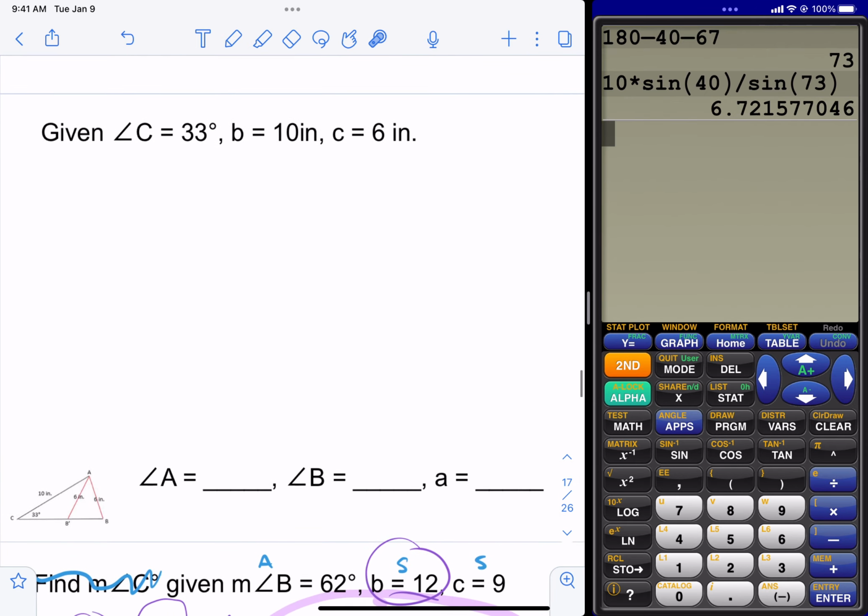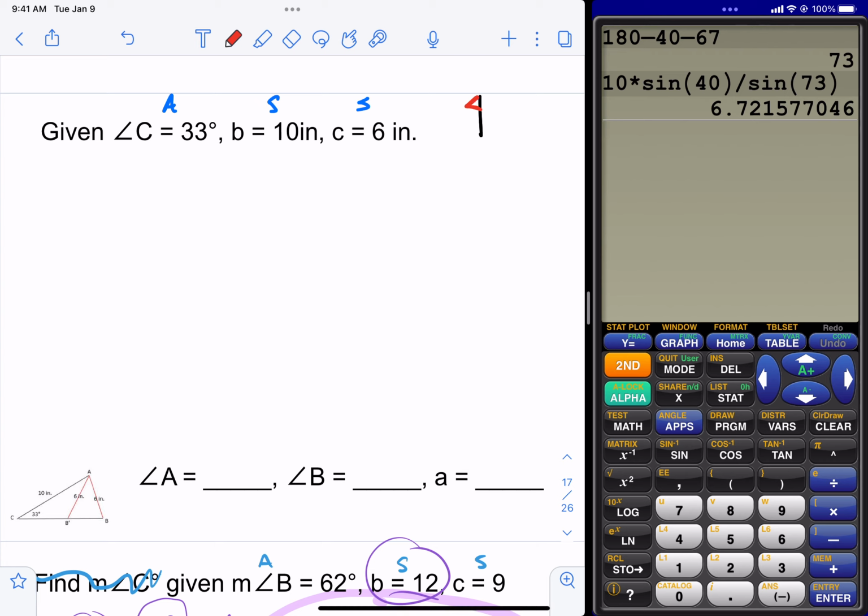Here it is. Here's our situation. We're given an angle and 2 sides. Angle C is 33 degrees, side B is 10, side C is 6. So in this situation, what I want to do is first recognize the fact that I have an angle, a side, and a side, and that should immediately be raising a little bit of a red flag for me, that I might be dealing with a problem that has the ambiguous case.